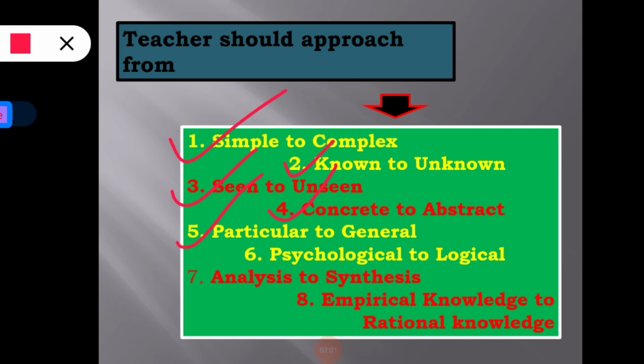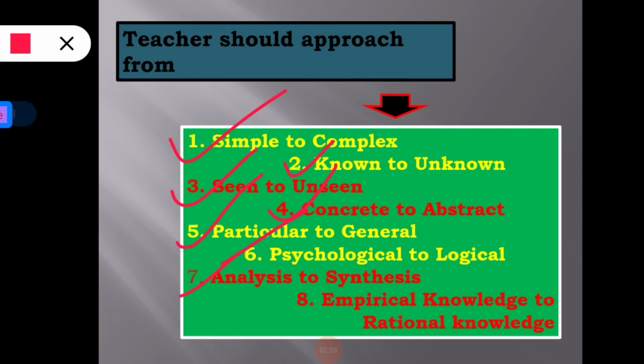And now we are going to the sixth point, that is the psychological to logical. So while planning the lecture, the teacher should keep in mind the psychological needs of the students first and then go into the logical arrangement of the concepts. By addressing the psychological needs first, the teacher will be able to engage the students. So the lesson planning should be from psychological to logical.